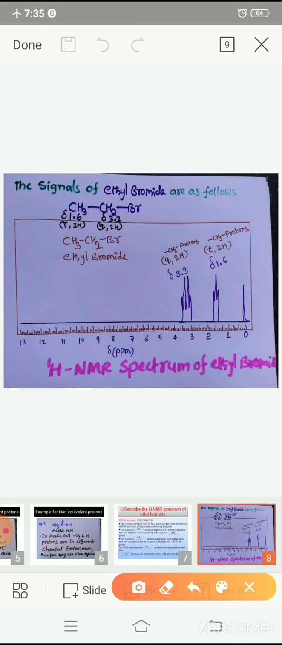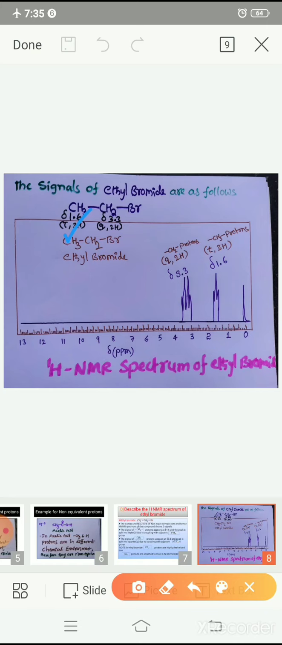Now we discuss the signals of ethyl bromide, which are as follows. In ethyl bromide, methyl protons are at delta 1.6, CH2 protons are at delta 3.3. CH2 protons appear as a quartet, CH3 protons appear split into a triplet. So here, CH3 CH2 Br. CH2 protons are more deshielded, so the signal appears on the left side.